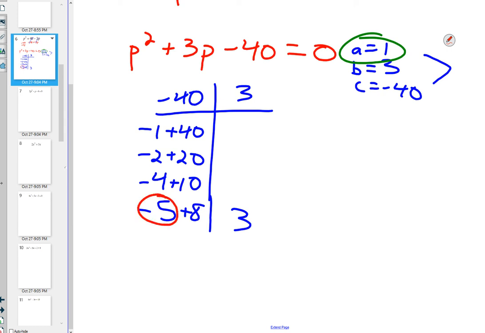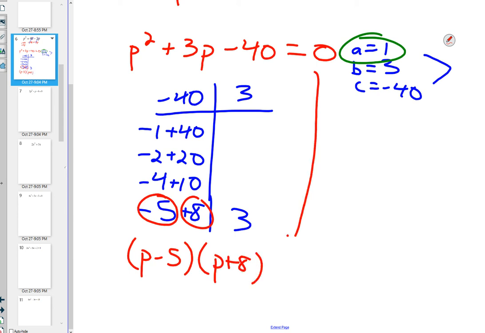so this will be the last time that A is 1 today, I can go straight to factored form. So let's just get these two numbers and get the variable. So say P minus 5 and P plus 8, but don't forget this was an equation. So I am now done factoring.